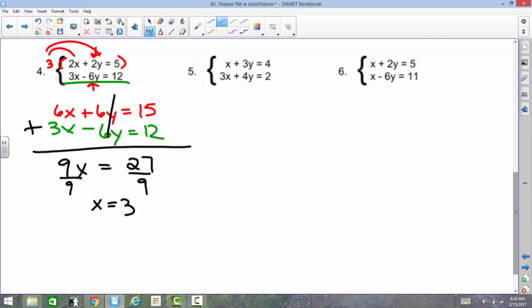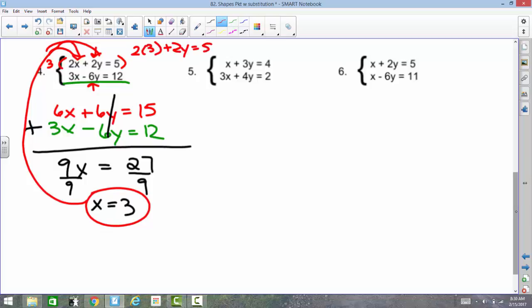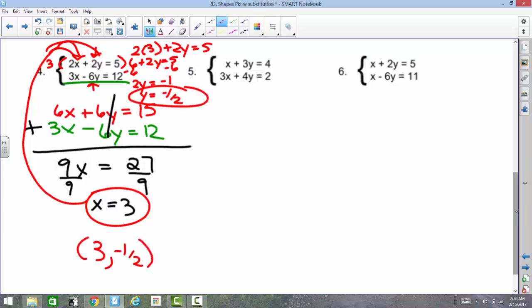And then you plug the 3 into one of the initial. The top one looks easier to work with. So 2 times 3 plus 2y equals 5. So 2 times 3 is 6, plus 2y equals 5. Subtract 6. 2y equals negative 1. So y equals negative 1/2. So the ordered pair solution is 3, negative 1/2.